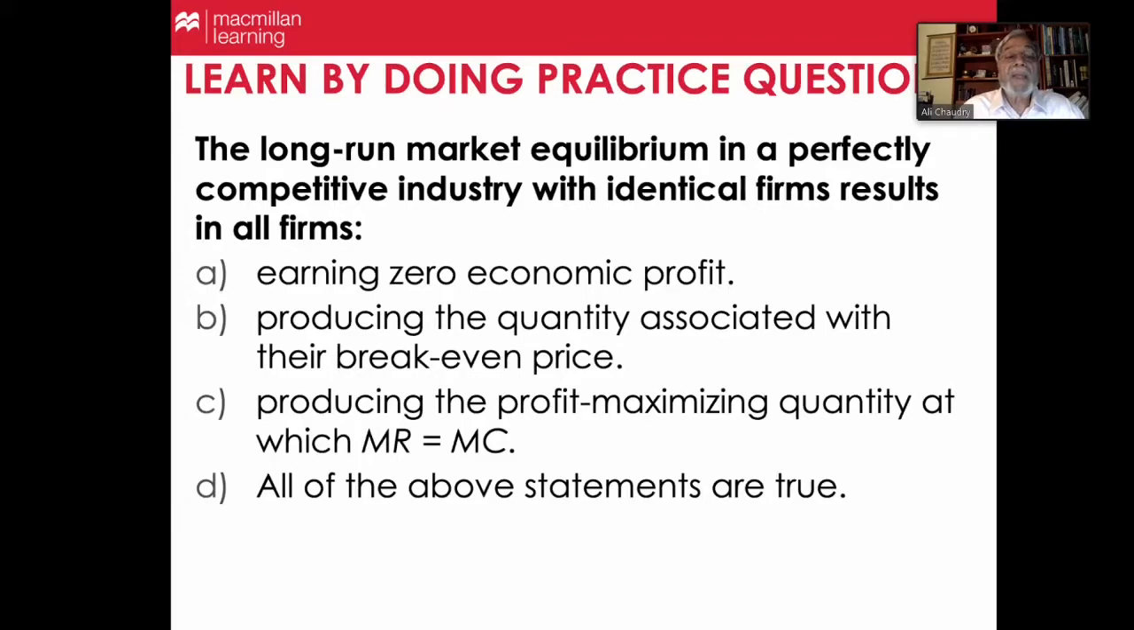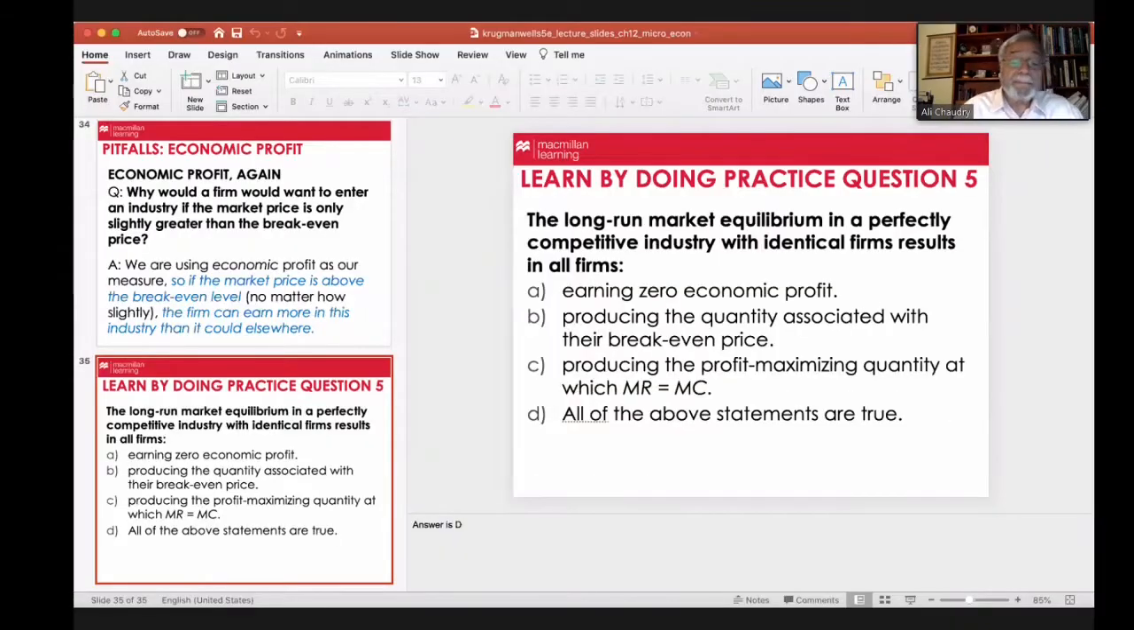All right. So the long run market equilibrium in a perfectly competitive industry with identical firms results in all firms, where do they end up? Earning zero economic profit, reducing the quantity associated with the break-even price, reducing the profit maximizing quantity where marginal revenue is equal to marginal cost, or all of the above. Which one of these things do you think is right?